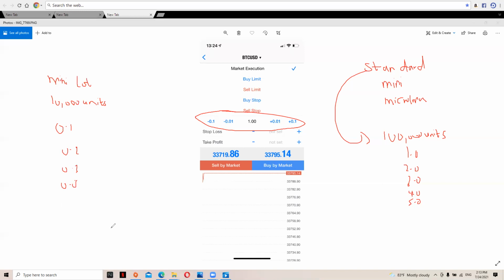And we have the micro lot size. A micro lot size is represented by 0.01, 0.02. So we have three types of lot sizes here. Look at the yellow pen now. A standard lot size could be 1.0, a mini lot size could be 0.1, and a micro lot size could be 0.01.